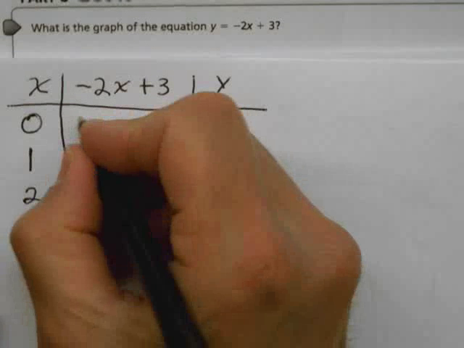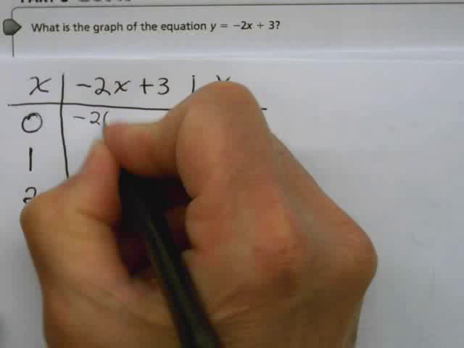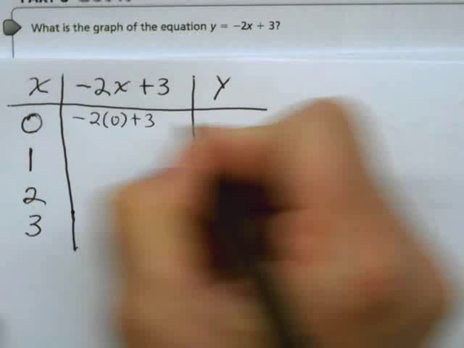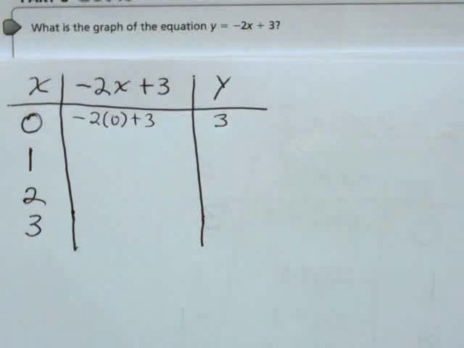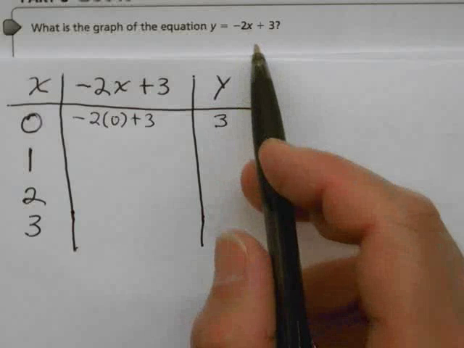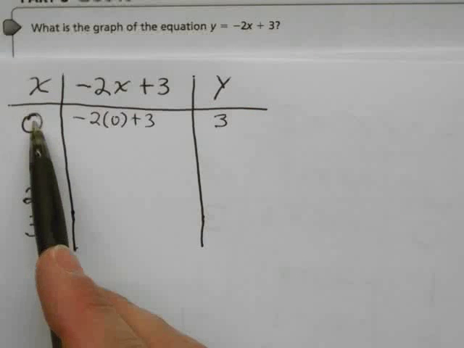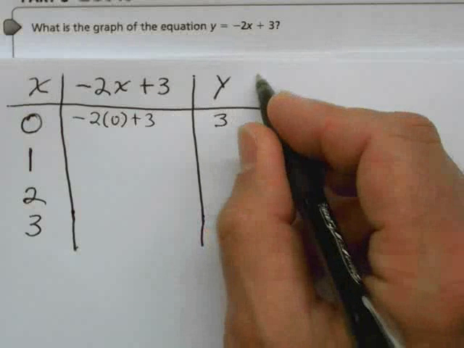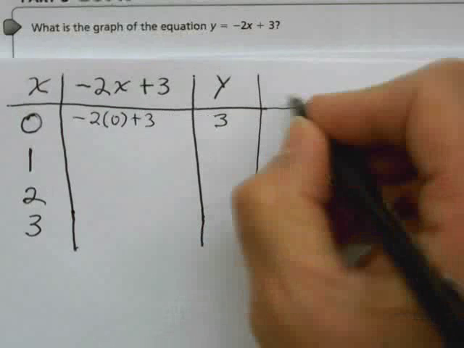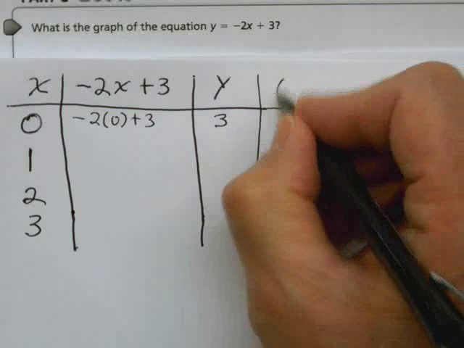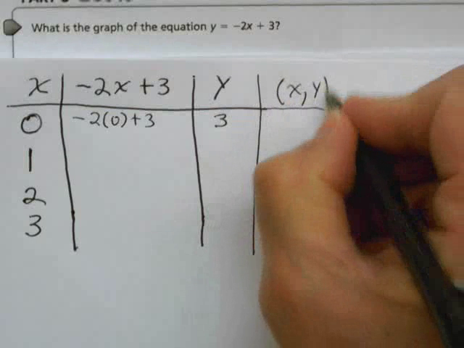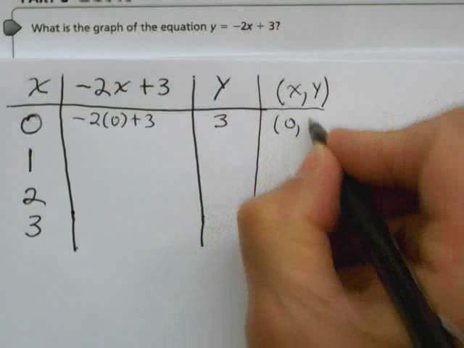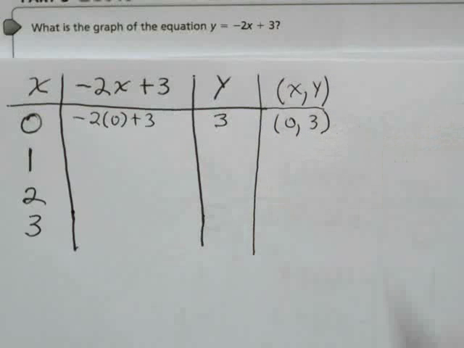Well, for our first one, negative 2 multiplied by 0 plus 3, y is going to equal 3. And this makes a lot of sense, right? Because we know the y-intercept of this line is 3 from this format. So we know that when x is 0, y is 3. And you know what I'm going to do? I'm actually going to extend this, and I'm going to make myself a column with the ordered pairs in it of x, y. So when x is 0, y is 3. That's my first ordered pair.